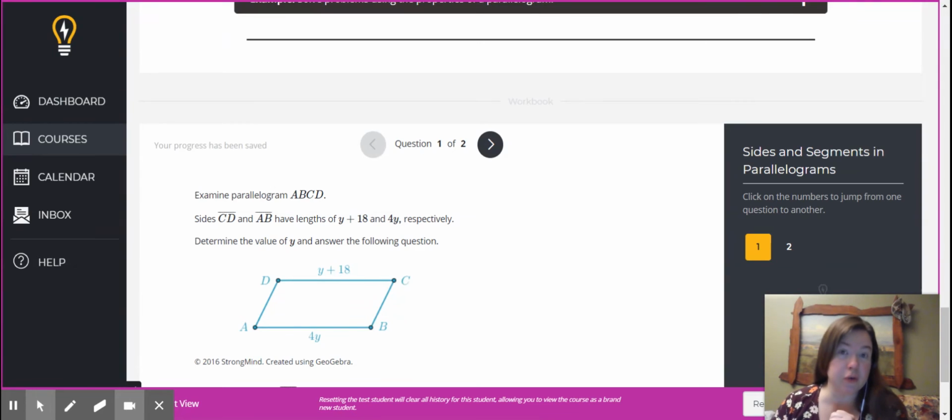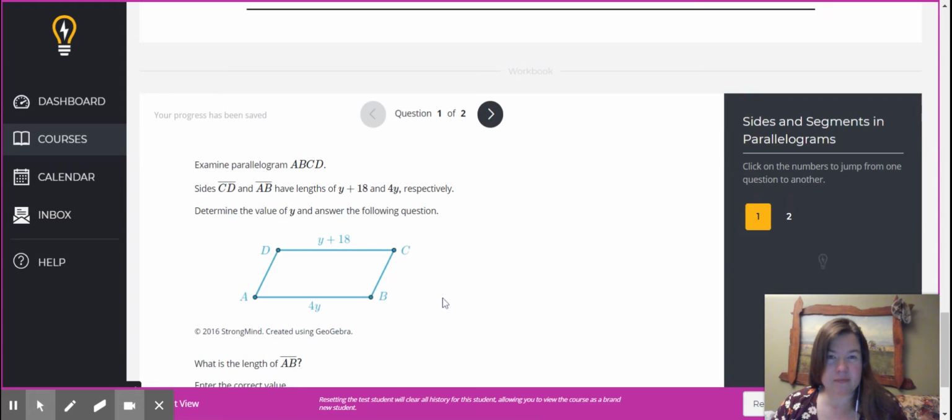Okay, so this is the workbook for lesson 17, or workbook 17. Make sure you watch the other video to understand the concepts here. So what this first problem is talking about is we have the opposite sides of this parallelogram. By definition, in this lesson, they are the same.